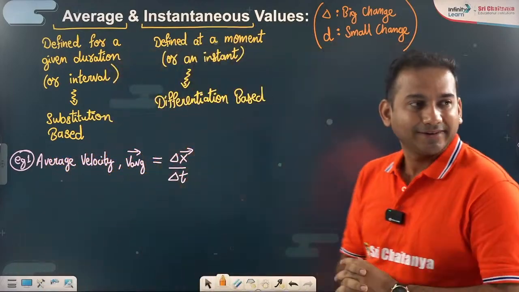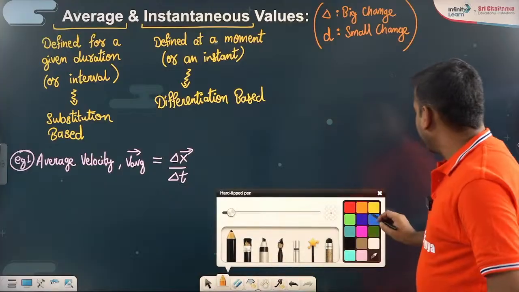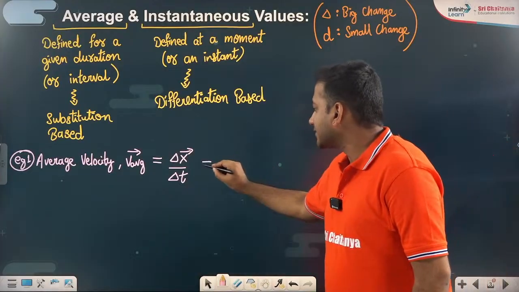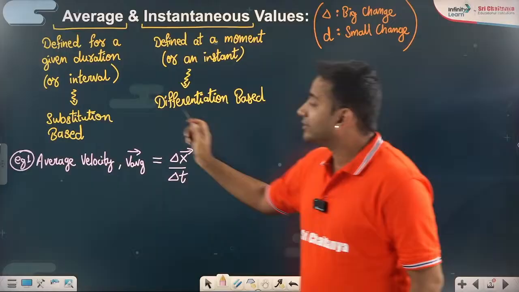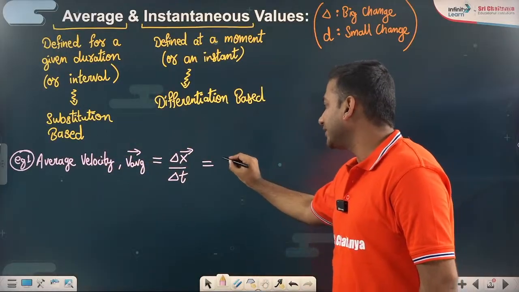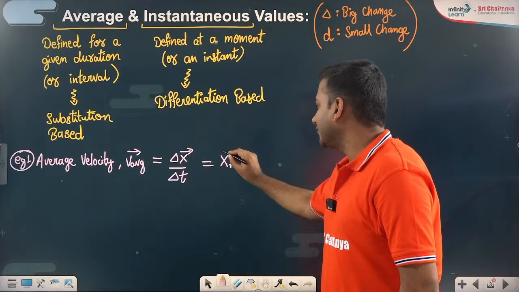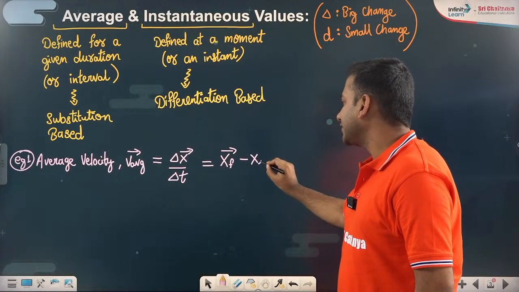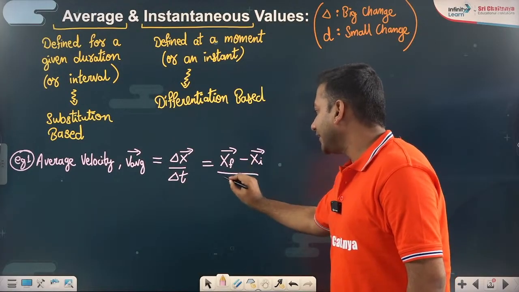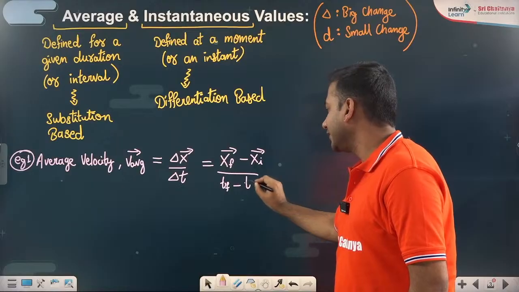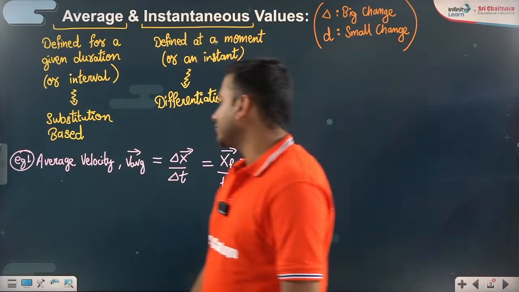So that can be further written as delta means big change, which is substitution based. So you should be writing it as x final vector minus x initial vector by t final minus t initial.